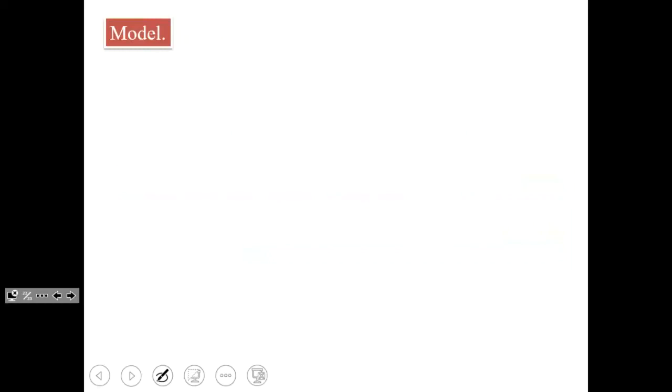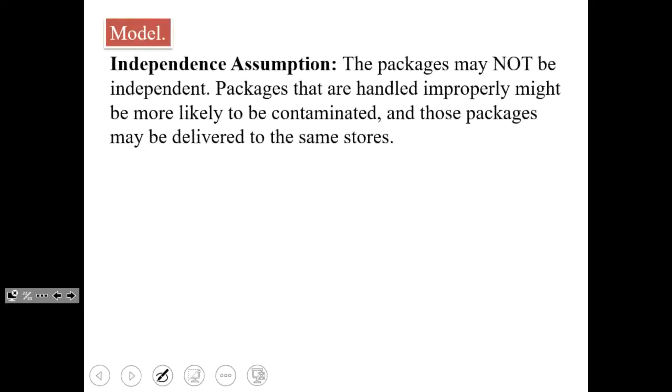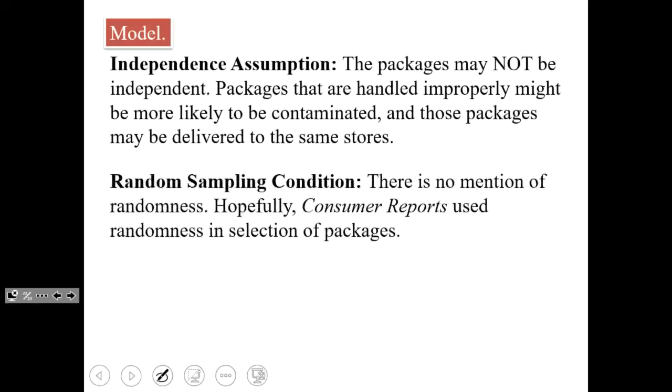So my model, well, sounds like I'm going to have a 2 proportion z-test, but independence. The packages, now, in this case, maybe they're not independent. Packages that are handled improperly at the store could be more likely to be contaminated. That could then end up being delivered to the same store. Random. Well, Consumer Reports didn't actually say it was random, but they are a professional organization. They've been doing this for a while. We're going to hope that they did it.